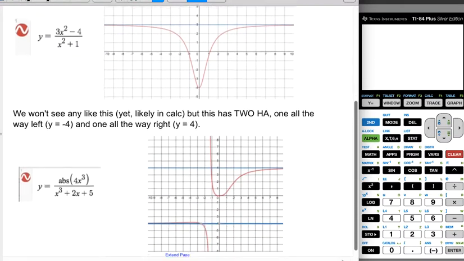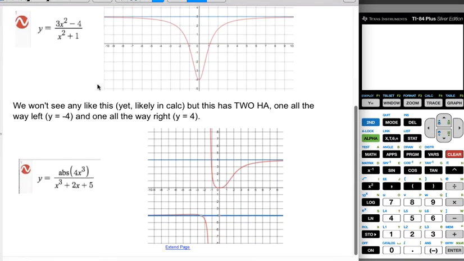So you won't likely see any like this now, but I just want to throw this out there as a thing that can happen. In calc, we'll see this sometimes. Some graphs actually have two different horizontal asymptotes. See how this one follows this blue line, y equals 4. And this other branch on this side follows this blue line of y equals negative 4.